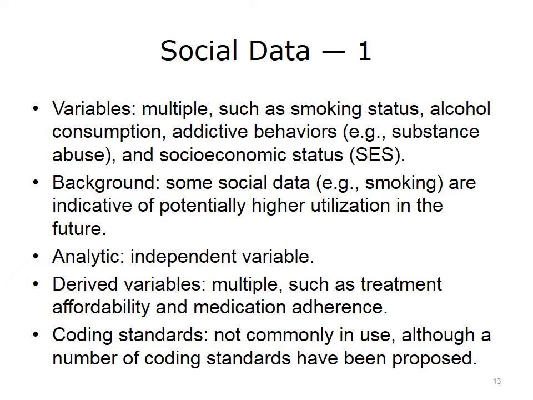Social data type is one of the emerging data types used for population health analytics. Social data can include a number of variables, such as smoking status, alcohol consumption, addictive behaviors, and socioeconomic status, SES. Some social data, such as smoking, are indicative of potentially higher utilization in the future. In population health analytics, social data are usually used as independent variables to better predict healthcare cost.